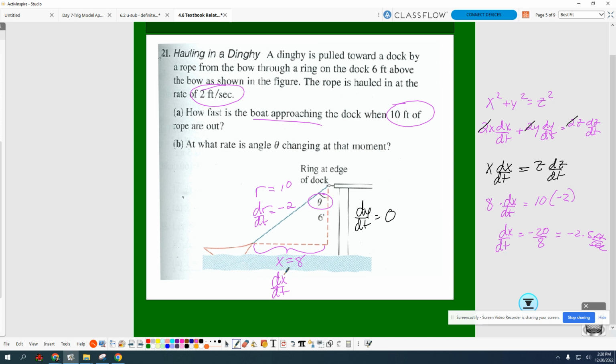Tangent is fine. Cosine is fine. The one that's less desirable is the one that was chosen. Why is sine less desirable? Because with sine, this side is changing over time. Use the one that has the static value. So I recommend cosine theta is 6 over r. The 6 is still 6. We're not taking into account the tide changing.